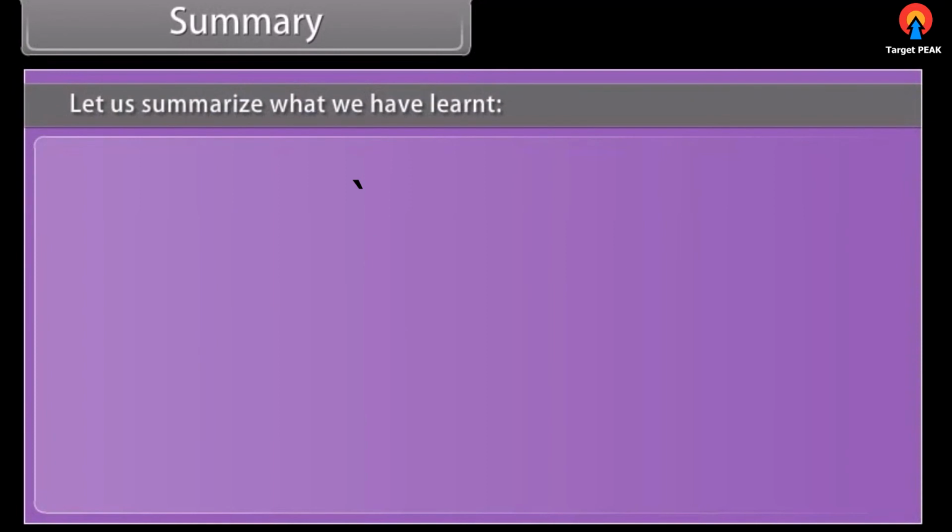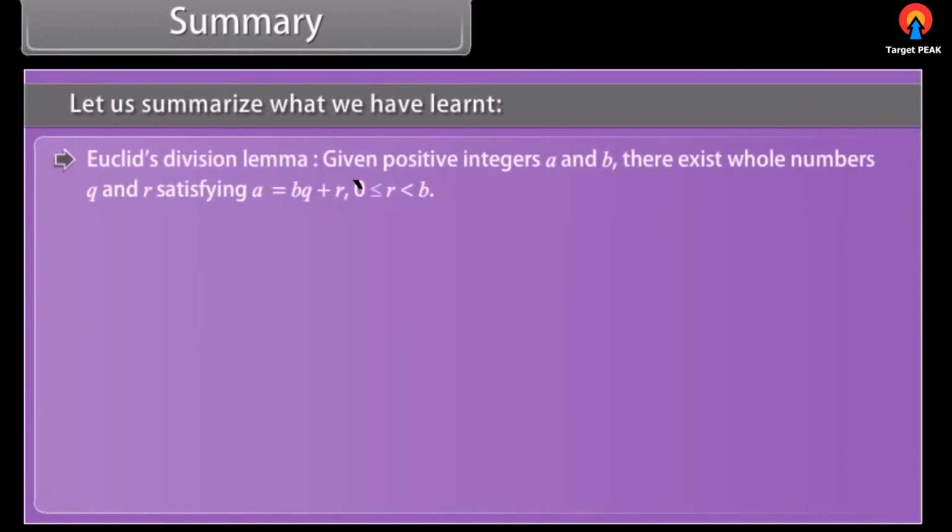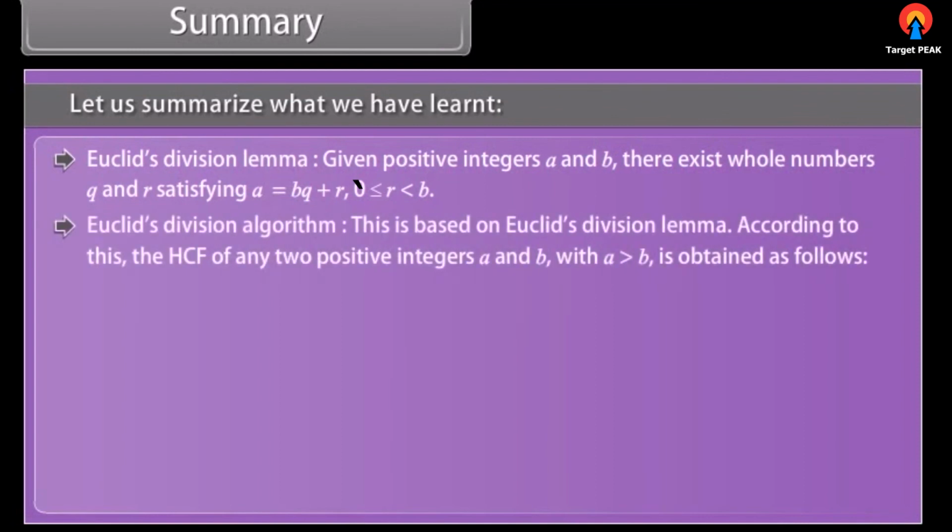Summary. Let us summarize what we have learned. Euclid's division lemma. Given positive integers a and b, there exist whole numbers q and r satisfying a equals bq plus r, 0 is smaller than or equal to r, which is smaller than b. Euclid's division algorithm. This is based on Euclid's division lemma.